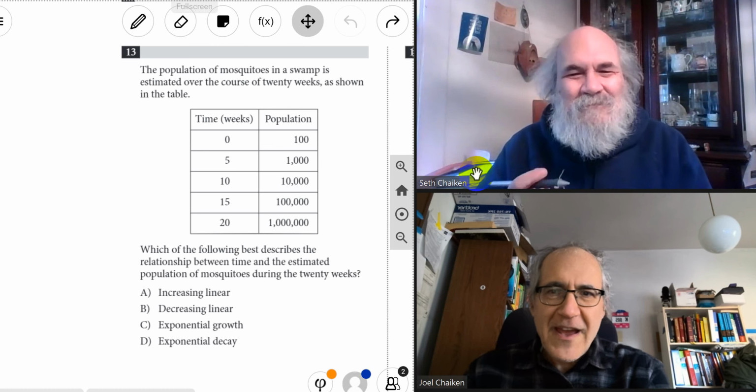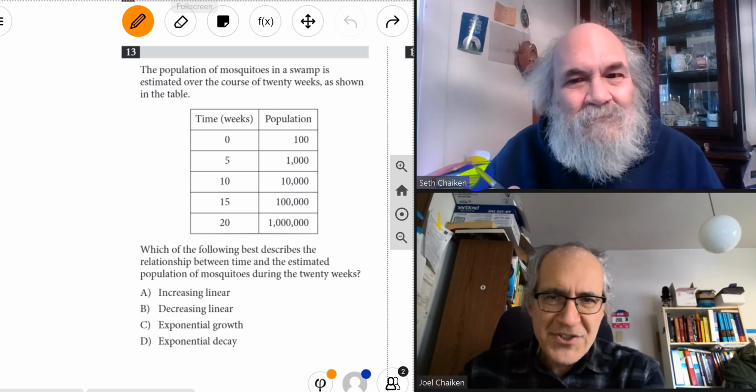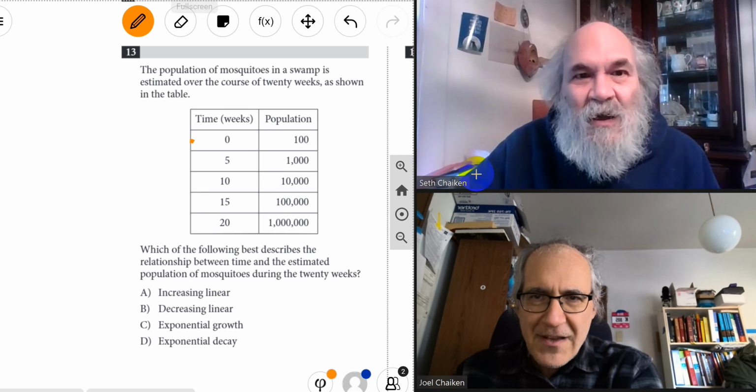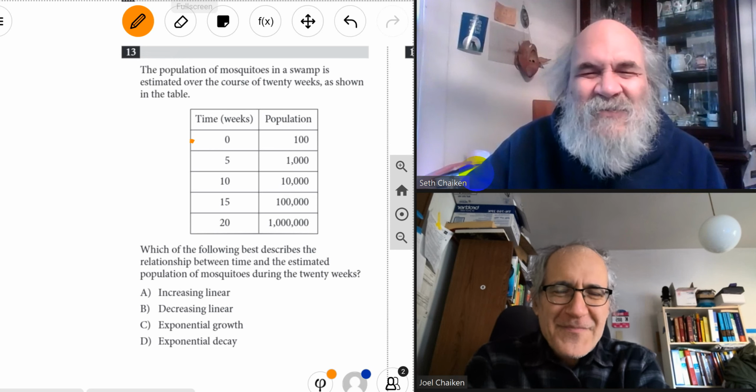So, the way I would look at it is it's certainly not linear. When something changes linearly, every time... I'd rather just look at what happens. Seth, it goes up by a factor of 10 each time.